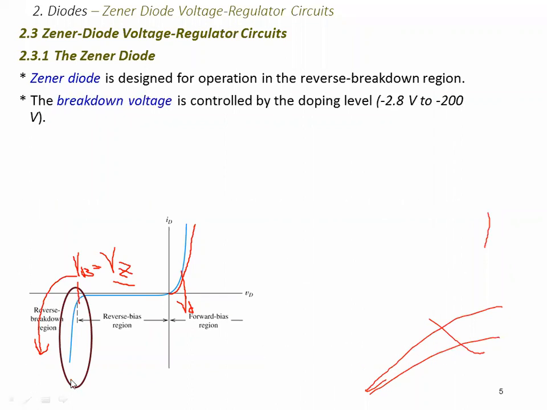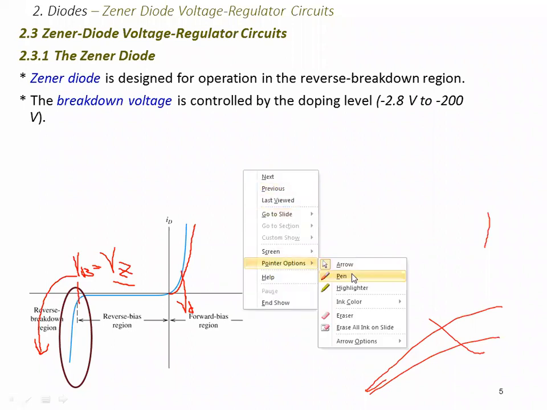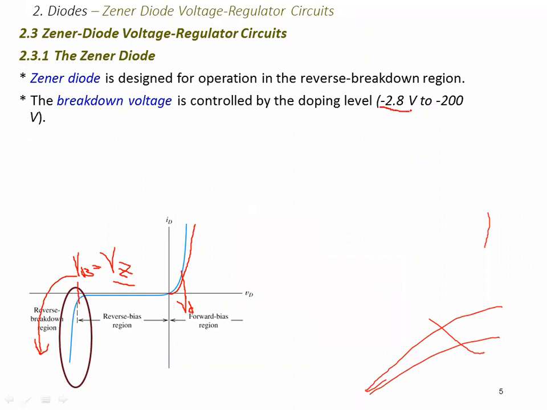So the breakdown voltage is controlled by doping levels of the Zener diode. So in other words, it can withstand from minus 2.8 to around minus 200 volts in reverse, right? So what I was saying, when you are forward biasing the Zener diode, it just operates like a usual diode, whereby you just need to reach its barrier voltage, which I said is 0.7 for silicon and 0.3 for germanium.